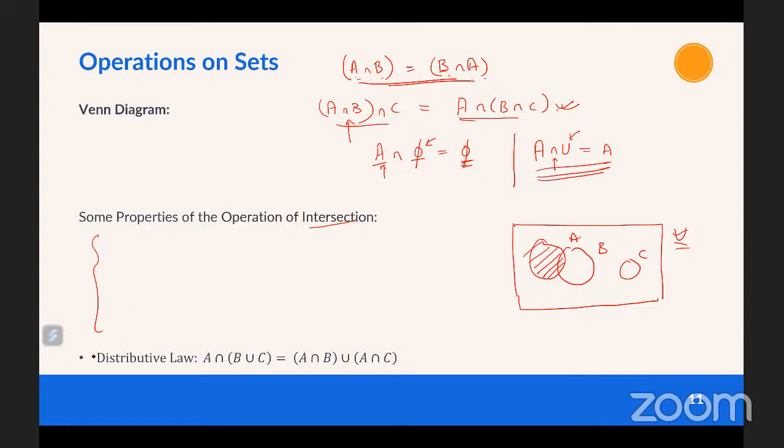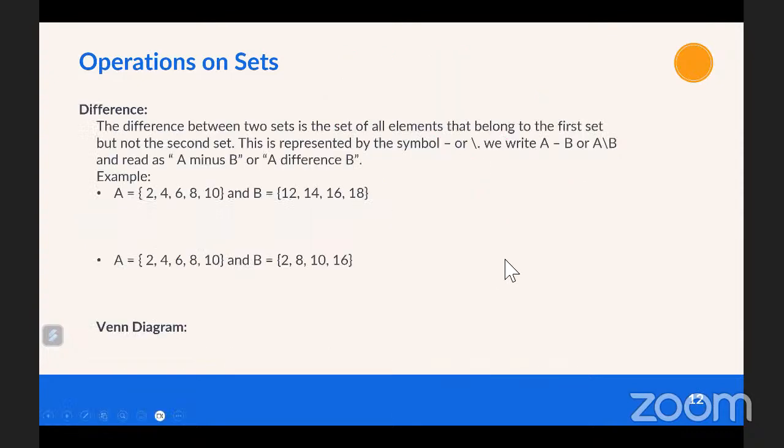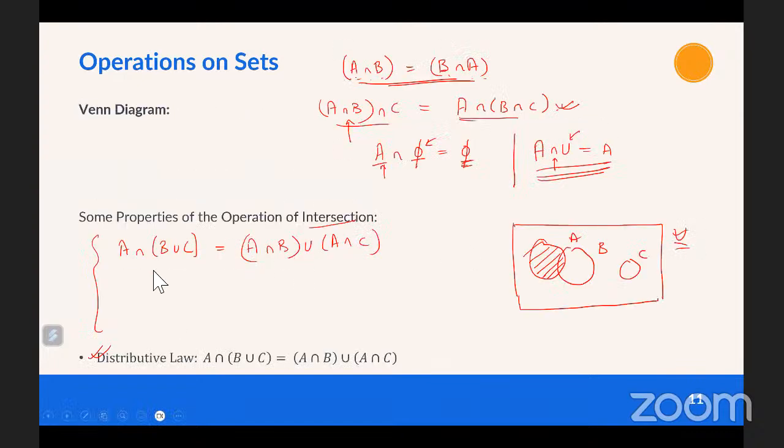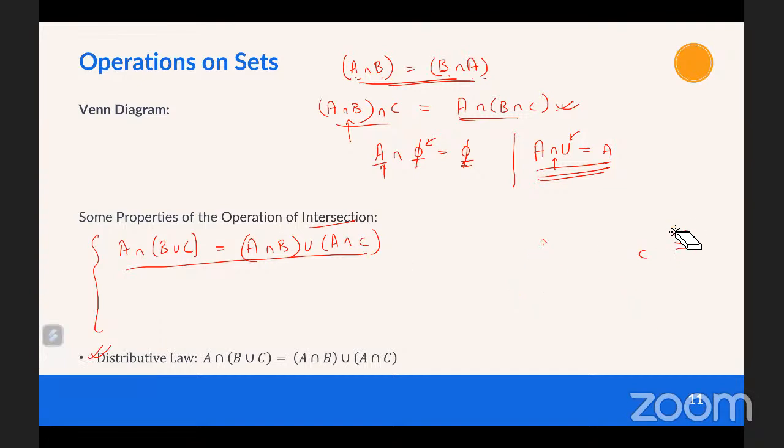Now the last property is the distributive property. It says that if you have set A intersection B union C, it will be the same as A intersection B union A intersection C. You can see this very clearly with a Venn diagram. So let me erase this and I'll show you how we can understand this using a Venn diagram.